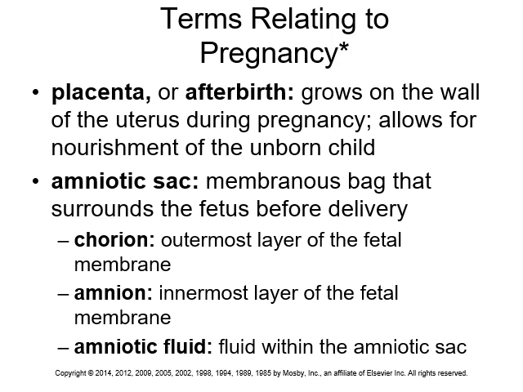The amniotic sac is the membranous bag that surrounds the fetus before delivery. So the fetus is in the amniotic sac along with the placenta, which grows on the wall outside of the amniotic sac. So the amniotic sac has 3 layers. The outermost layer of the fetal membrane or the amniotic sac is the chorion. The amnion is the innermost layer of the fetal membrane or the amniotic sac, and the amniotic fluid is actually the fluid that's inside of the sac, and that allows for the ability of the fetus to not have any injuries while in the amniotic sac.